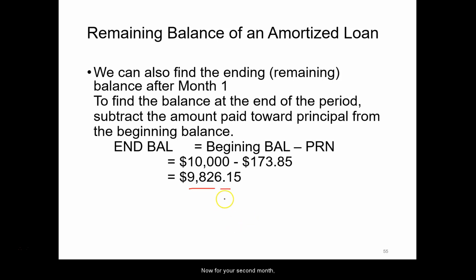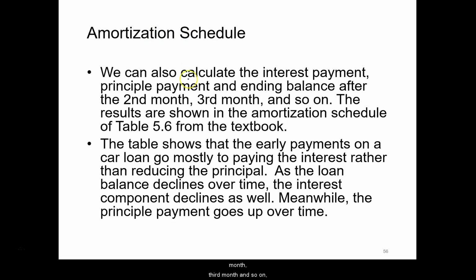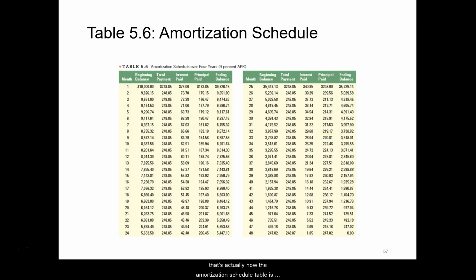Now, for your second month, your interest expense will be based on this number and the 0.75% monthly interest rate. So you can go ahead, try to calculate the interest expense for the second month, and then also figure out how much principal you will pay from your second payment. Once you look at the second month, third month, and so on, the whole process, you can put them together. That's actually how the amortization schedule table is constructed.